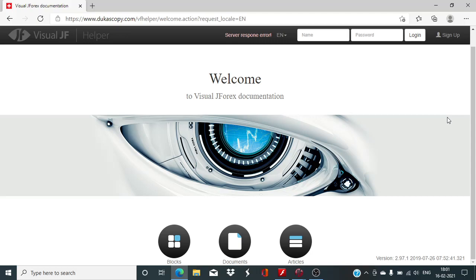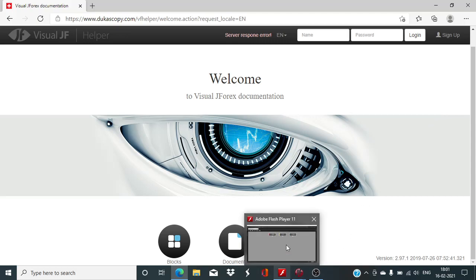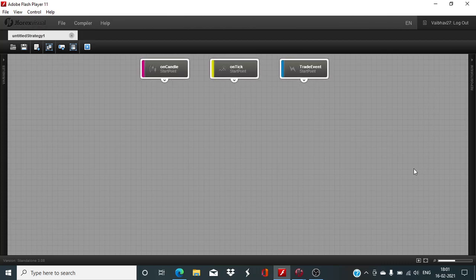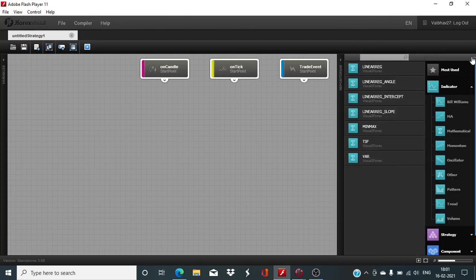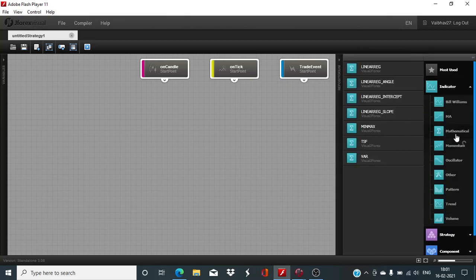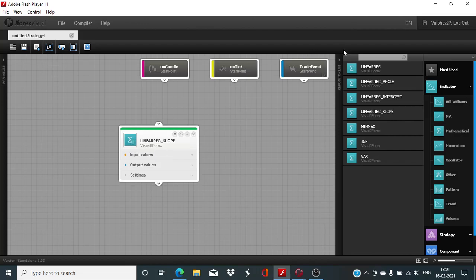And in today's session, we will see how we can exploit the trend reversal, whether it is happening on the bullish side or on the bearish side. We can try to look for trading opportunities on both sides. This is the Visual Jforex board, which has been developed by Dukascopy Bank SA. This indicator you will find listed amongst the mathematical indicators, fourth from the top, linear regression slope.